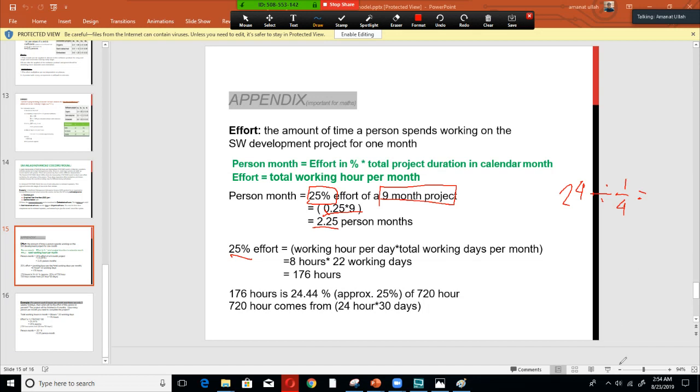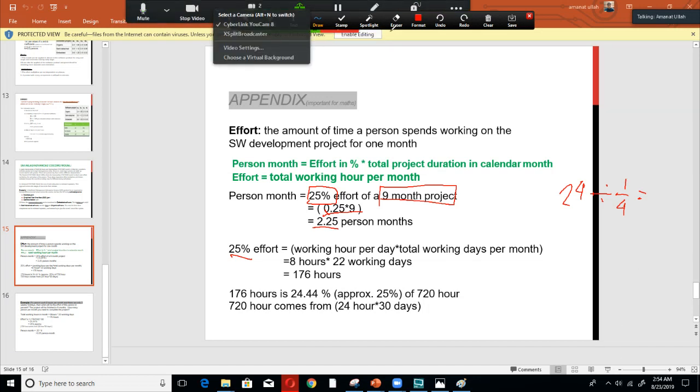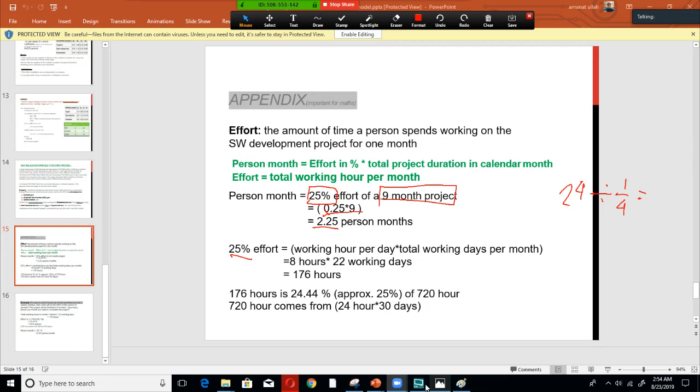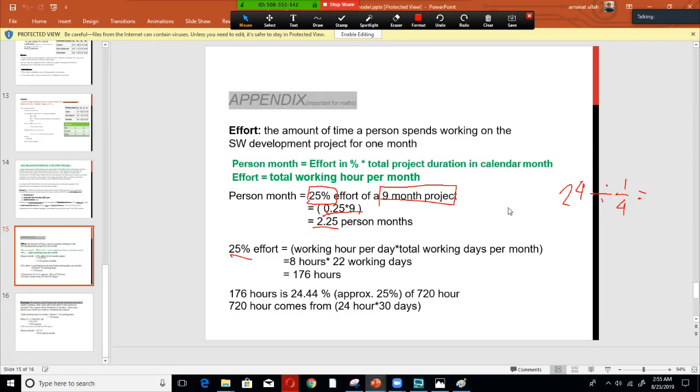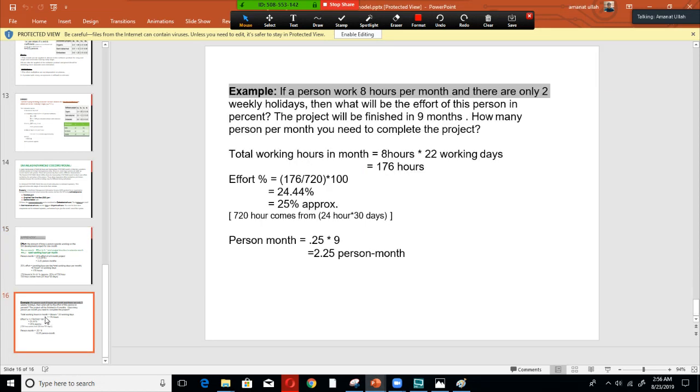Wait, pause. So guys, what I found out is that this isn't actually maths, it's just a basic thing, but any basic thing helps to understand the topic, but the maths is in the next slide.